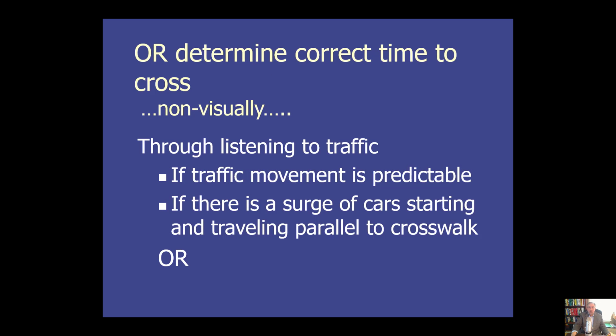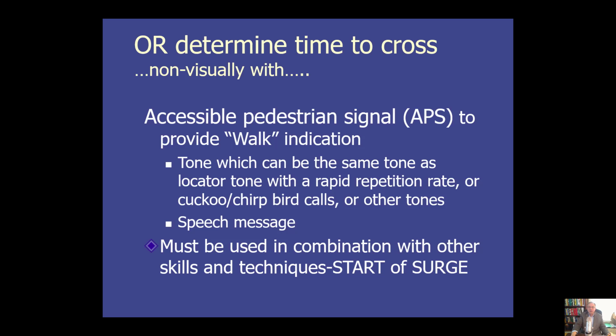So a person can also determine when to make the crossing without any sight at all by listening to the traffic, which all of us do under the blindfold. So if the traffic movement is predictable, it's easier. If there's a surge of cars starting and traveling parallel to the crosswalk, it's easier. Or if there's an accessible pedestrian signal to provide the walk indication.